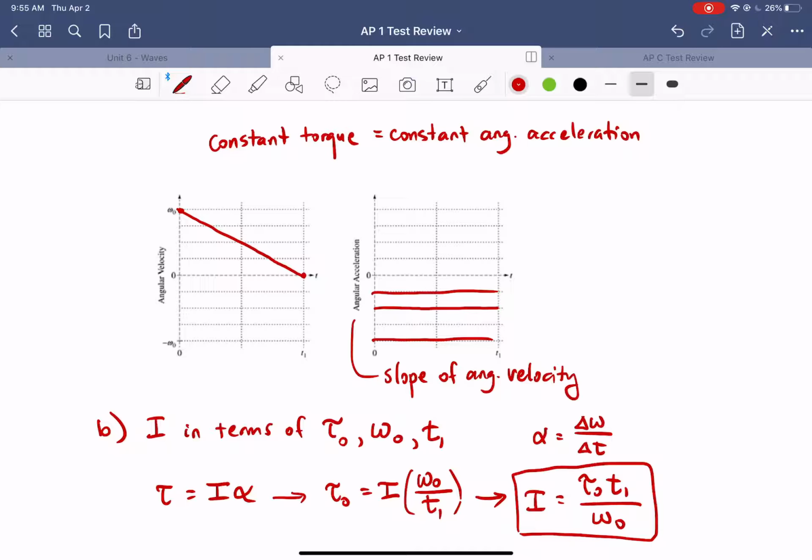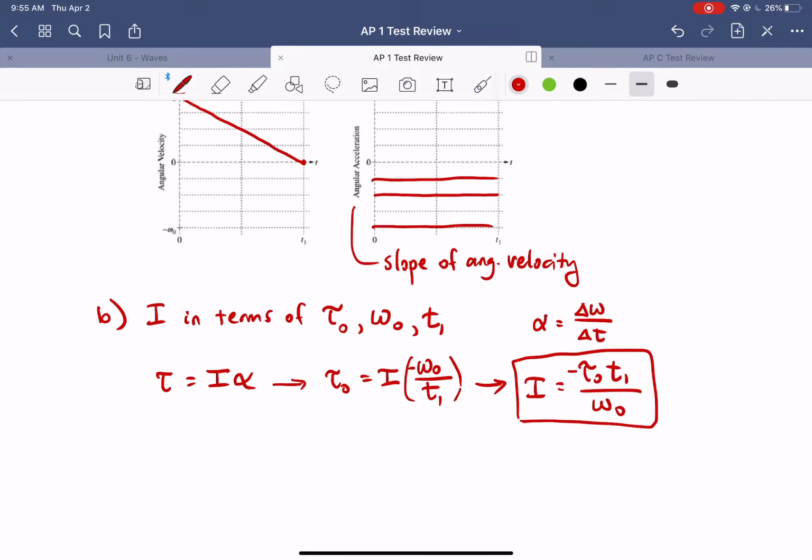Now you may notice technically I left out a detail here. The change in omega is actually negative, so you might argue that there should be a minus sign here and a minus sign here. They will actually accept either answer on this problem, so you don't have to worry too much about that. If you just want to work with magnitudes and say all of these quantities are positive, that's fine, as long as you know that I has to be a positive value, just like mass has to be positive. All right, so that's the answer to part B.